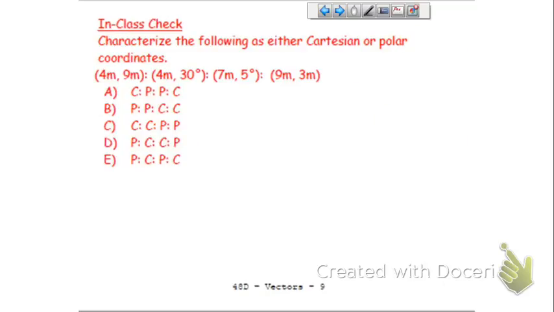Okay. So characterize the following as either Cartesian or polar coordinates. So let's have a look. We have Cartesian coordinates. What's it going to be? That's going to be Cartesian. Agreed? Polar. Polar. Cartesian. Yeah?